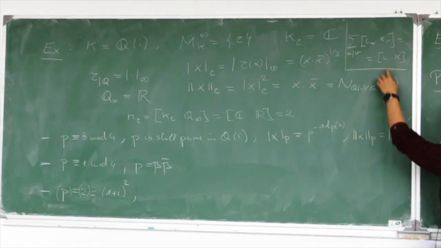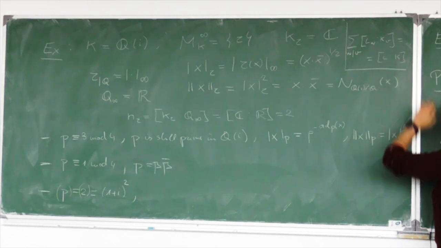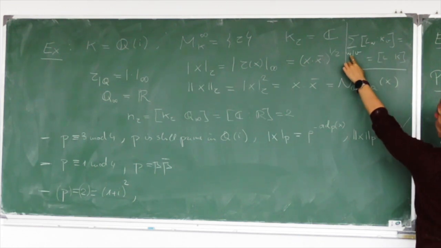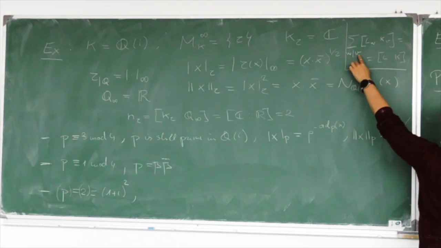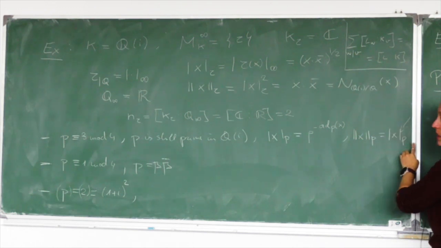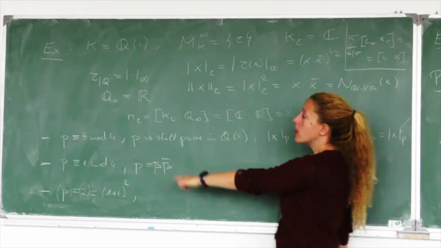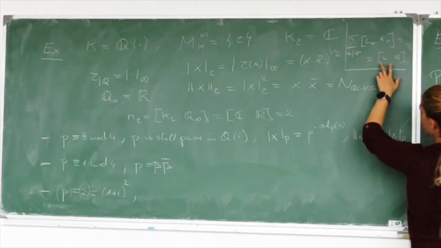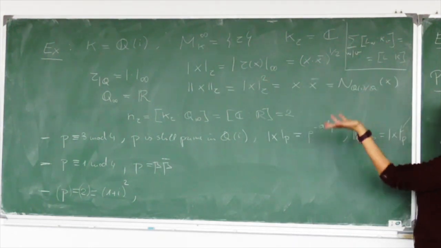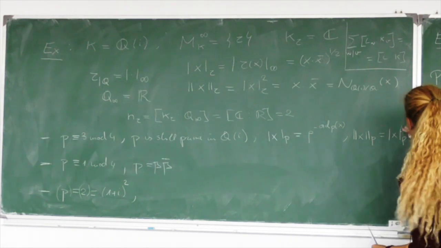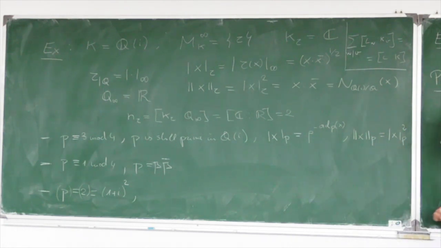Okay, so in our case, L is Q of i and K is Q, so this is equal to 2, okay? There is only one valuation that divides p. B is p in our case, because p is still a prime. So there is only one. So this is a 2, so this degree has to be equal to 2. So this is equal to this.